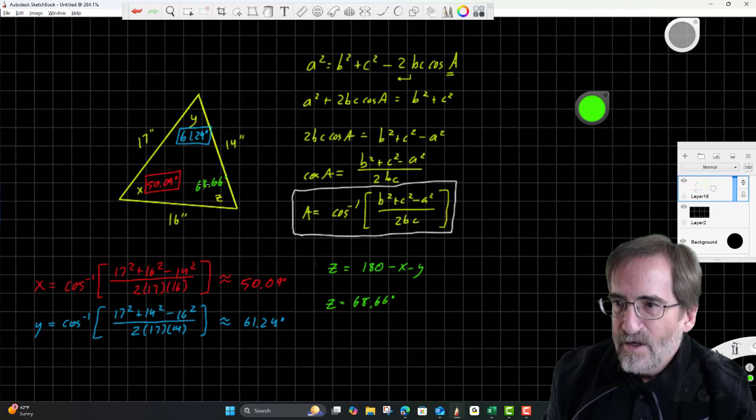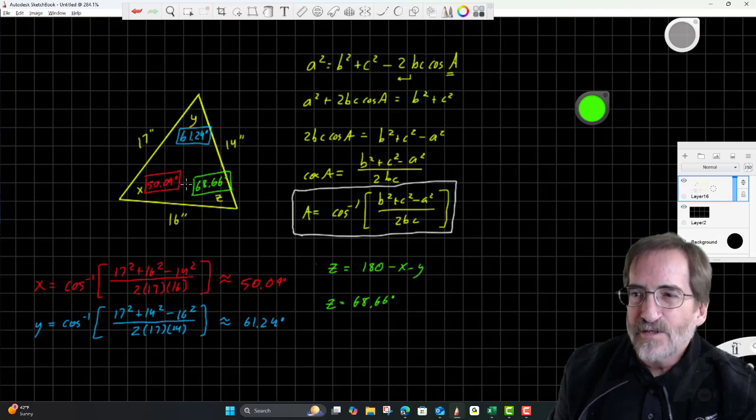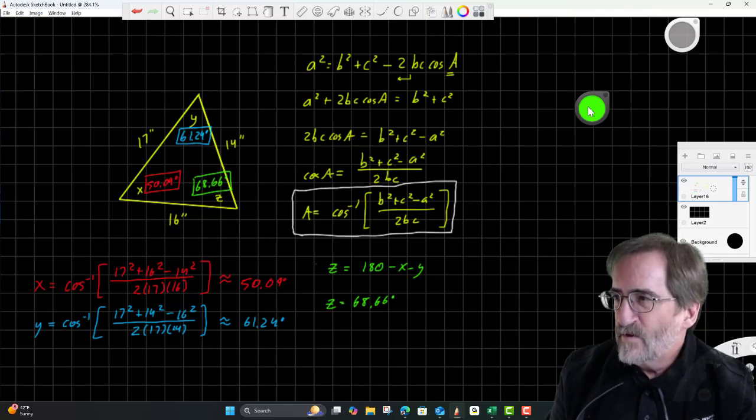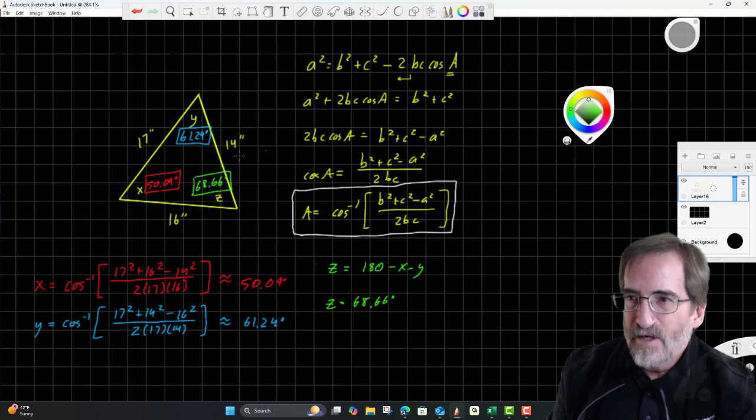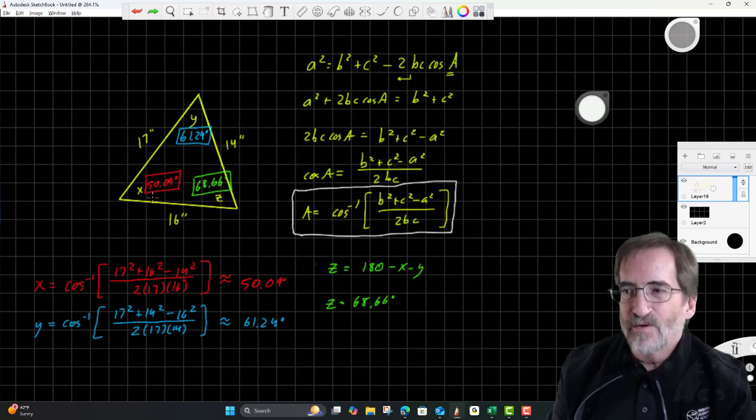68.66 degrees. A good rule of thumb is to check using the triangle inequality theorem, which says the biggest angle goes with the biggest side. The smallest angle goes with the smallest side. The biggest side is 17. Is the biggest angle 68? Yep. The smallest side is 14. Is the smallest angle 50? Yes, it is. So it does match.